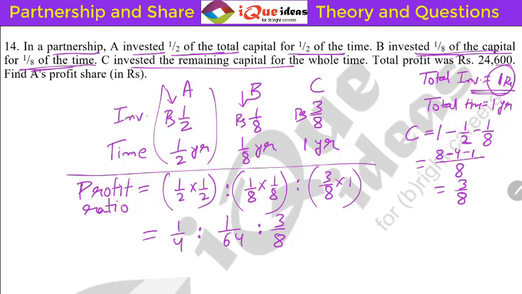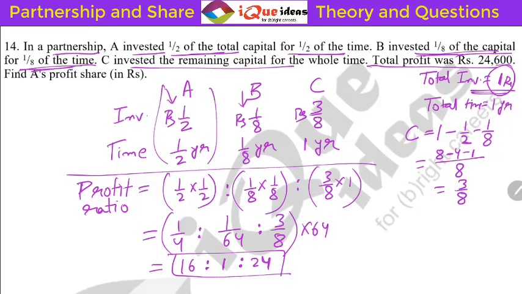Now make it integer. So LCM of 4, 64 and 8. LCM of denominator is 64. So multiply by 64. You will get 1/4 into 64 is 16. 1/64 into 64 is 1. 3/8, 8 cancels 64, 8 times. 8 3s are 24. So the ratio of profit is 16:1:24.